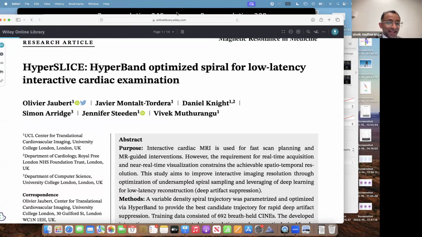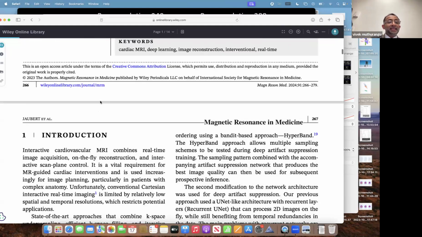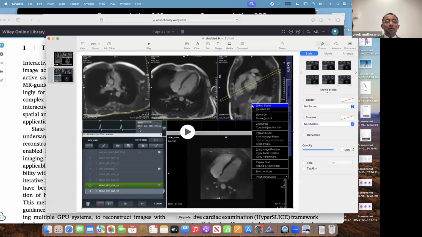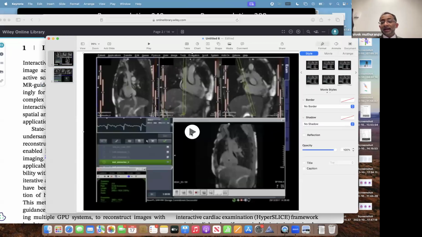Olivier, who's the first author, has got a great job in industry now, so he won't be presenting today. So I'm just jumping in to present this work. So what's HyperSLICE? What we're interested in here is interactive cardiovascular MR. That's a combination of real-time image acquisition, which is pretty prevalent, but also on-the-fly reconstruction with interactive scan plane control. So the operator needs to be able to move the scan plane, and that image needs to be visualized almost immediately. I've just got a quick example for those of you who haven't seen interactive before. This is the interactive that you get on the scanner, and actually this is during a catheterization.